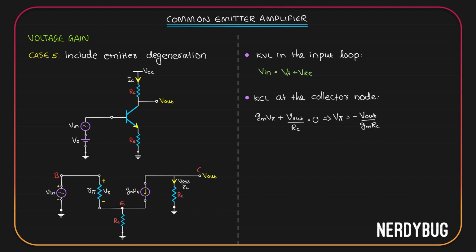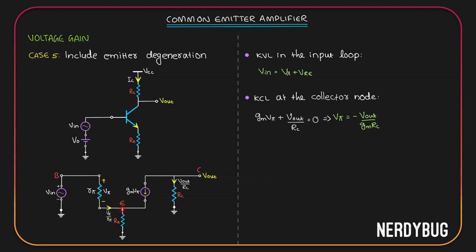Let it be there. Let us apply KCL at the emitter node now. We have a resistor R pi across which the voltage is V pi. So the current that flows through it should be V pi by R pi. Since V pi has positive potential here and negative potential here, this current has to flow in this direction. Let's mark it in here.